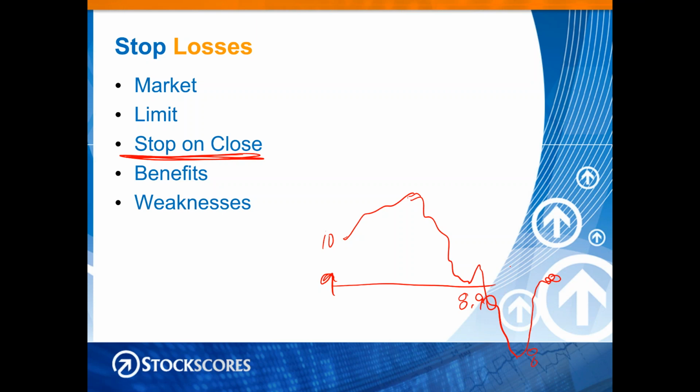So stop on close is you want to see the candle, the relevant candle to what you're trading, close below your stop loss point. So if you're doing a weekly strategy, let's say you're doing the Stockscores Simple Weekly, which is my longer term investing strategy, then what you'd be looking for is your weekly chart to close below your $9 stop. So on Friday, did my stock close below $9? Yes, then I'm going to sell it Monday morning. That's what stop on close is.